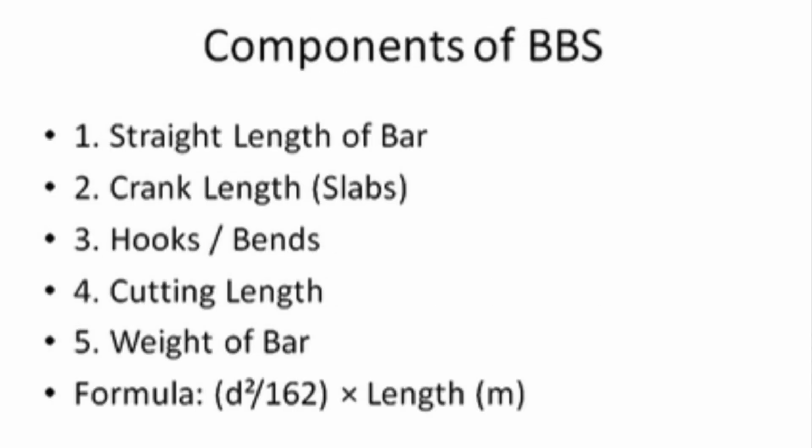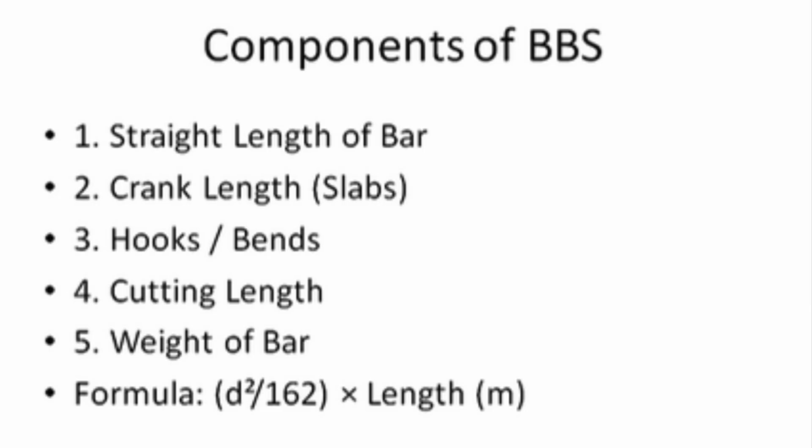Section 3. Basic components in BBS. Let's look at the main things included in a BBS table. Bar mark, a unique number given to each type of bar. Bar shape: straight, bent, crank, stirrup, etc. Bar diameter, like 8 mm, 10 mm, 12 mm, 16 mm. Number of bars, how many bars are needed. Length of each bar, based on design and drawing.